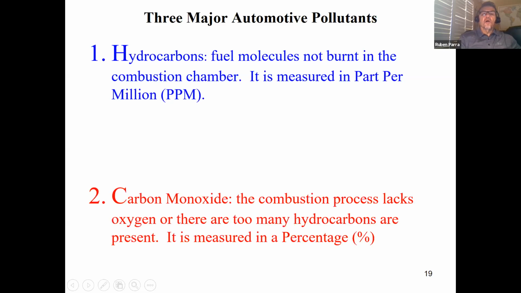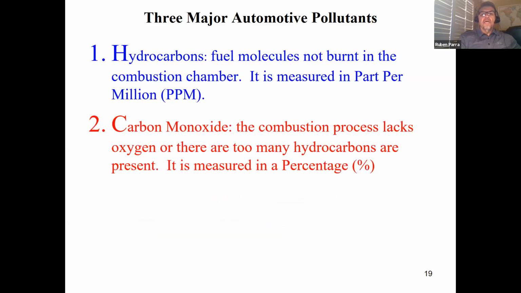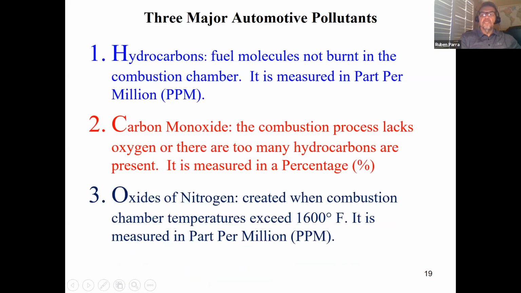Next we have carbon monoxide. Carbon monoxide is when the combustion process lacks oxygen. There's not enough oxygen to burn the fuel, and it is measured in percentage. And then finally, we have oxides of nitrogen. Oxides of nitrogen are created when the combustion temperature reaches, actually, that's a misprint, guys. That should be 1300 degrees. So please remove that and put in the correct number.